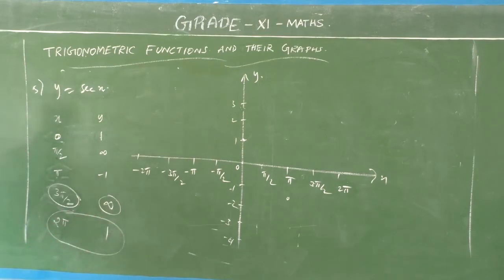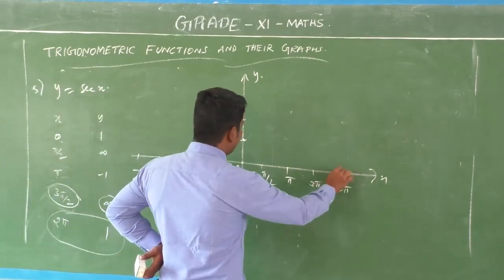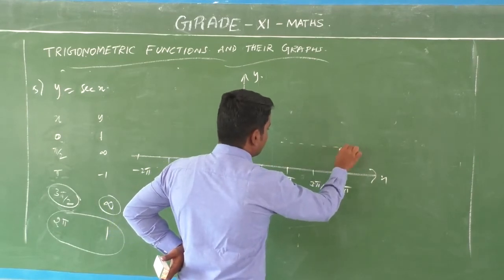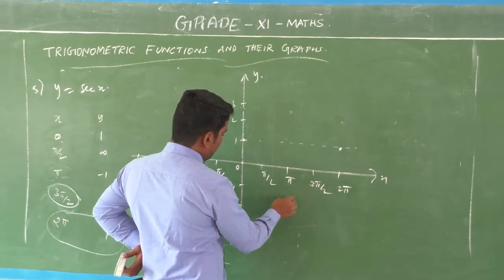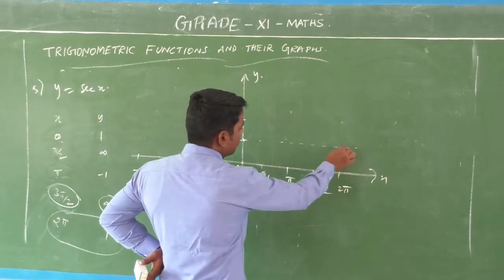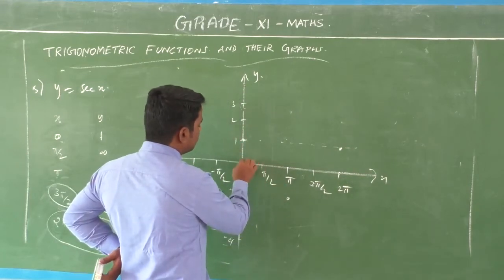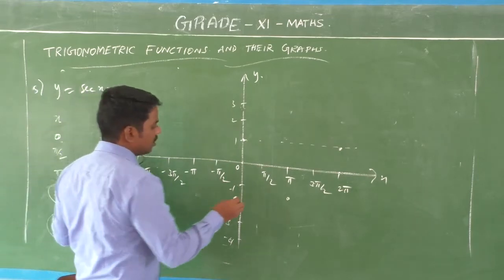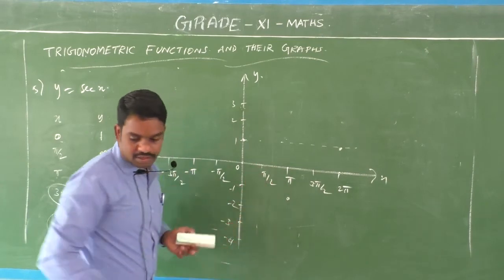Next, the last one, 2 pi. Let's take x equal to 2 pi and y equal to plus 1. So this point is 2 pi, plus 1. So we have the points 0, 1 and pi, minus 1 and 2 pi, 1. Here at x equal to pi by 2, y is not defined. Okay, right.